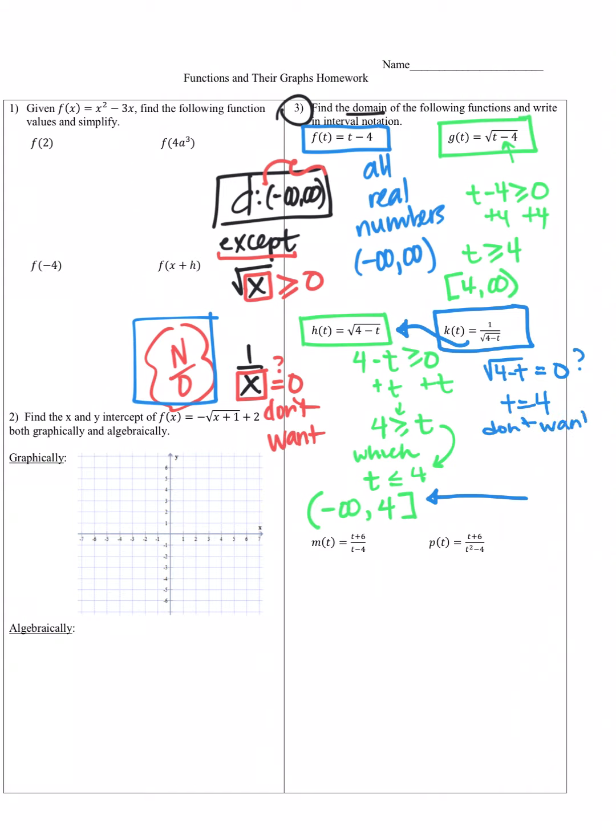And so since we don't want that, it's going to be the same interval that we got on the last part, but we're going to have it negative infinity to 4 with a parenthesis. Okay, we wanted to know, again, when it was equal to 0, because that's where we're undefined. So that's why we didn't want to use the number 4.